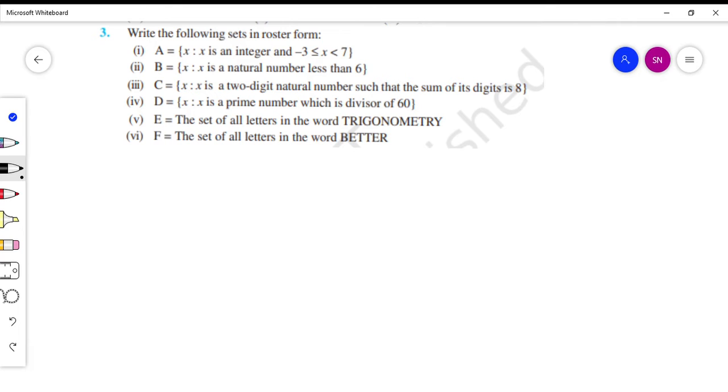So today we will be discussing question number 3 in NCERT chapter 1, sets. The third question says, write the following sets in Roster form. In my first video I discussed the different varieties of representing a set. It happens in two forms. One is Roster form, the other one is set builder form. Roster form is also called tabular form, and the second one is called set builder form.